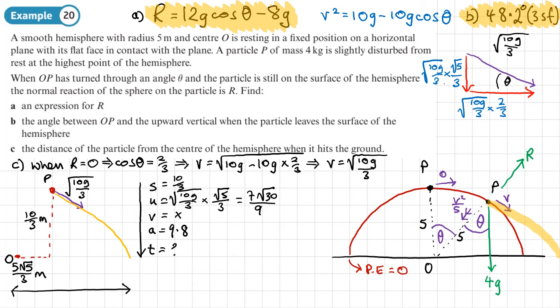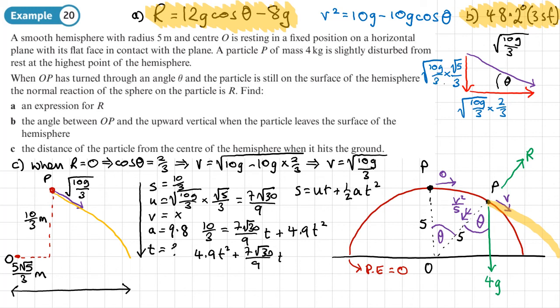So we're going to use s equals ut plus half at squared. So that will become 10 over 3 is equal to u, 7 root 30 over 9, times by t plus half a, well that's going to be 4.9 t squared. Looks like a quadratic, so that will be 4.9 t squared plus 7 root 30 over 9 t minus 10 over 3 equals 0. So we're going to use our calculator to work out the values of t.